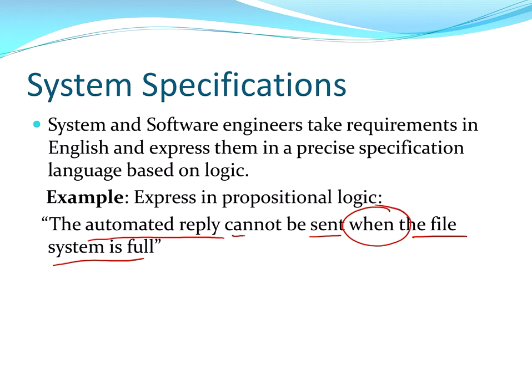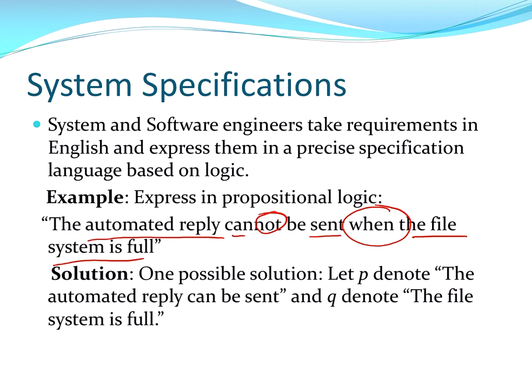"When" indicates there will be an implication statement, and then everything to the right of the "when" would be the hypothesis, and the left of the "when" would be the consequence. We have "not" as well. So we've got two atomic propositions as stated, and then we can connect them as Q implies the negation of P.